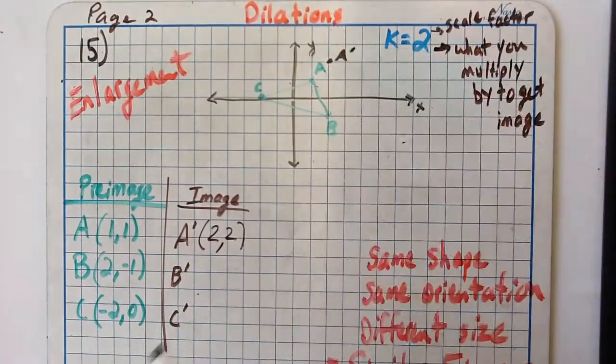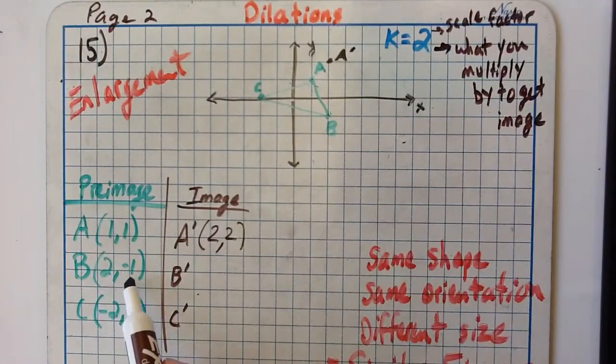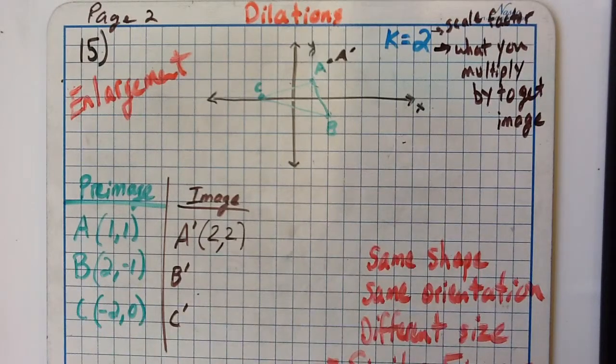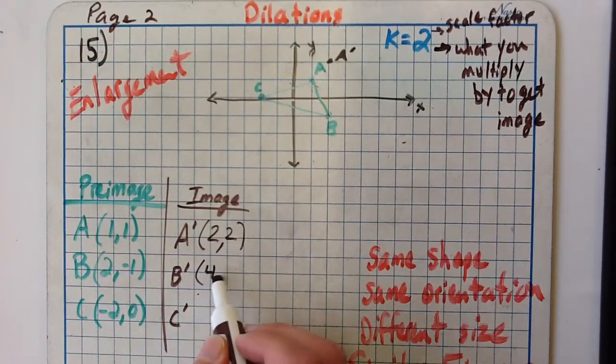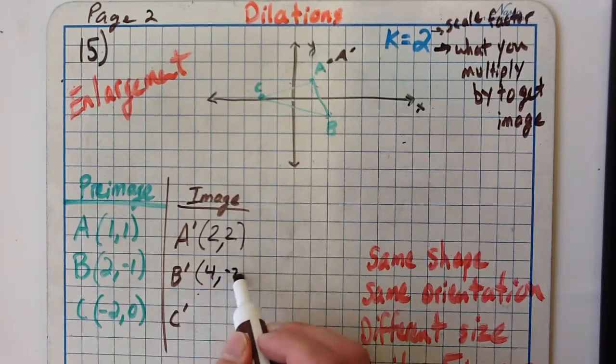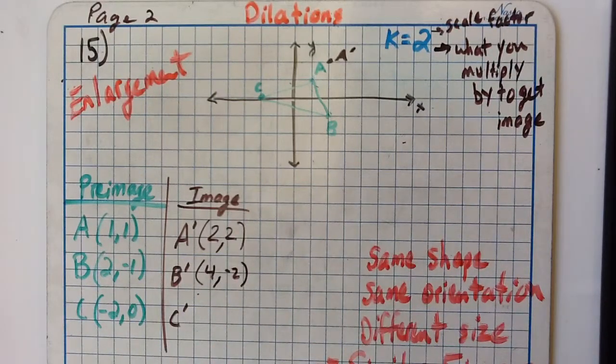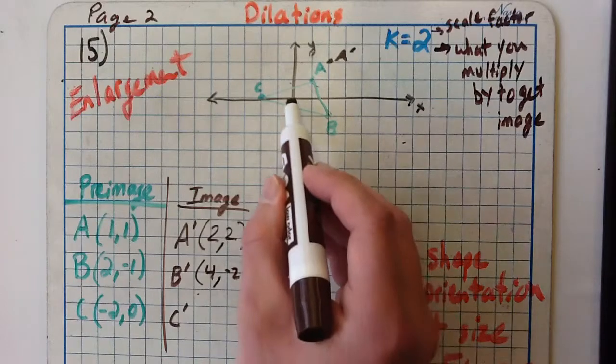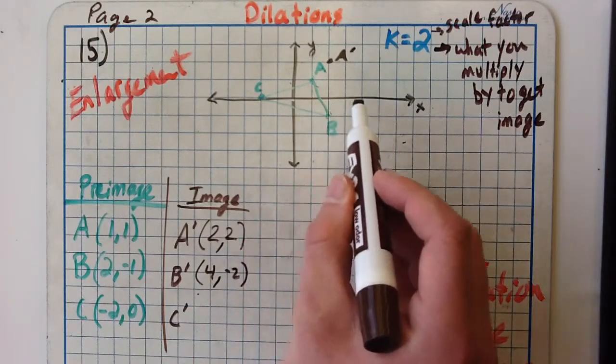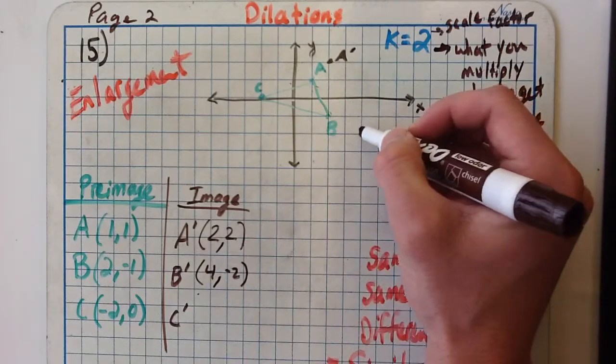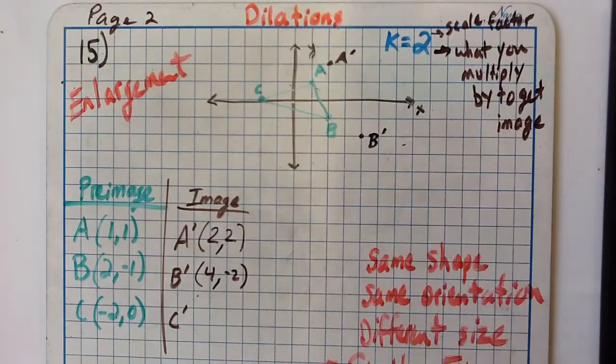There is A prime. If B is at 2, negative 1, I multiply each of those coordinates by the scale factor of 2 to get B prime. 2 times 2 is 4, negative 1 times 2 is negative 2. So B prime is at 4, negative 2. From the origin I go right 4, 1, 2, 3, 4, down 2, there is B prime.